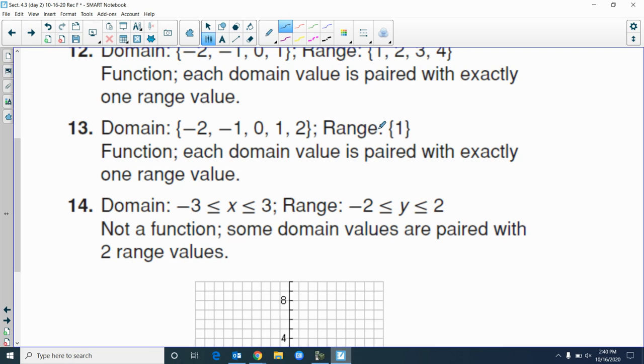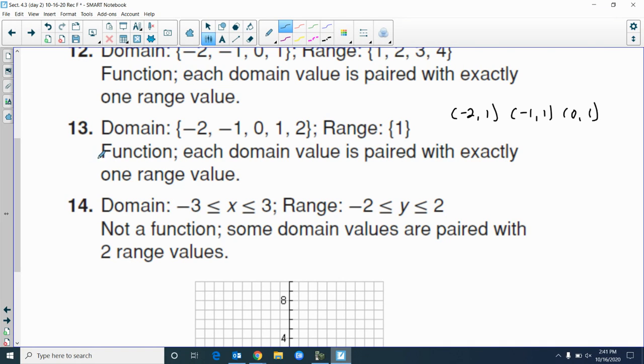Like I said, with 13, that can be a little bit confusing because you got -2 paired with 1. You got -1 paired with 1. They're all paired to 1. So do not list all those ones as your range. Just list the number 1.